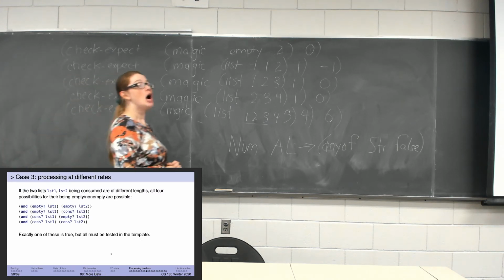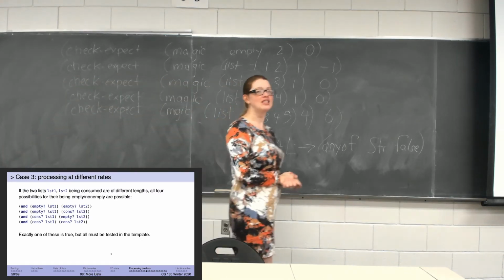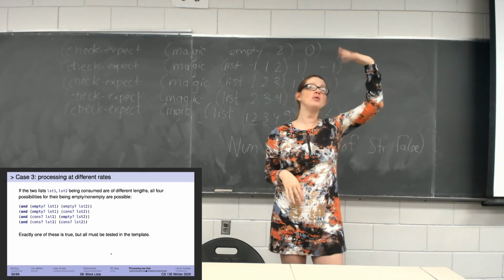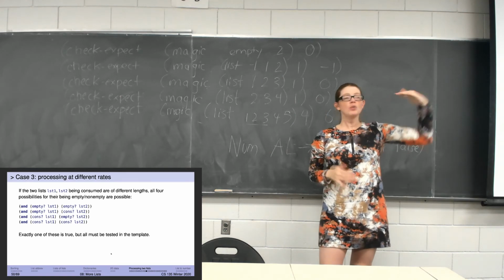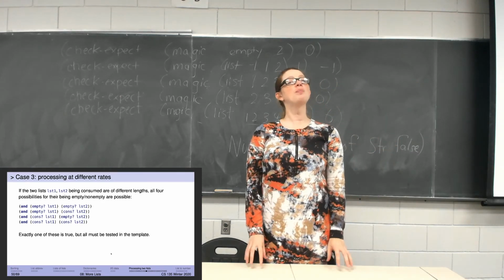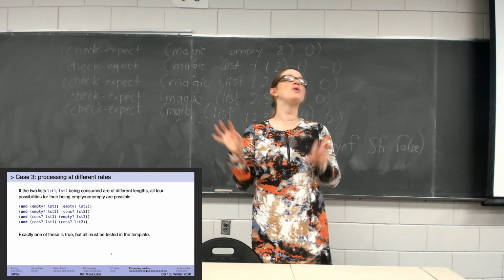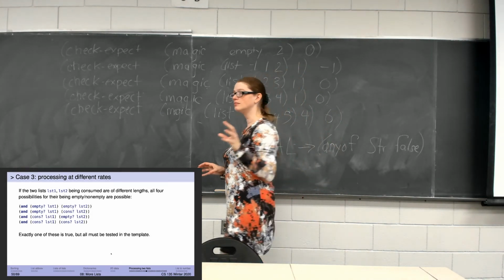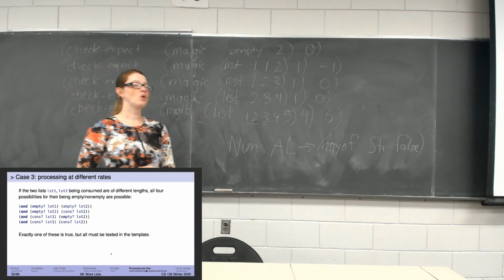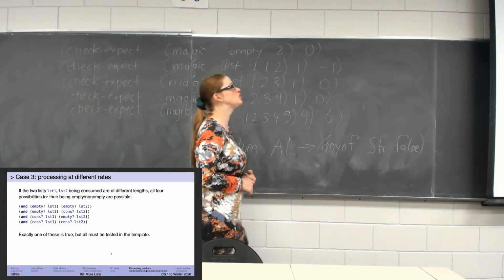Okay. I do want to talk about a more complicated situation, though. We've done multiple list processing where we only ever recurse on one list. We've processed two lists together at the same rate. What if we want to process multiple lists at different rates? Now that one may not make sense to you. Why would we be recursing on two lists but at different rates?